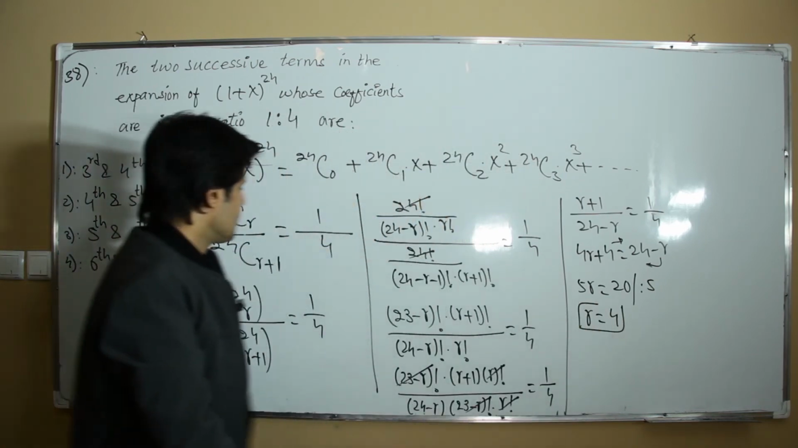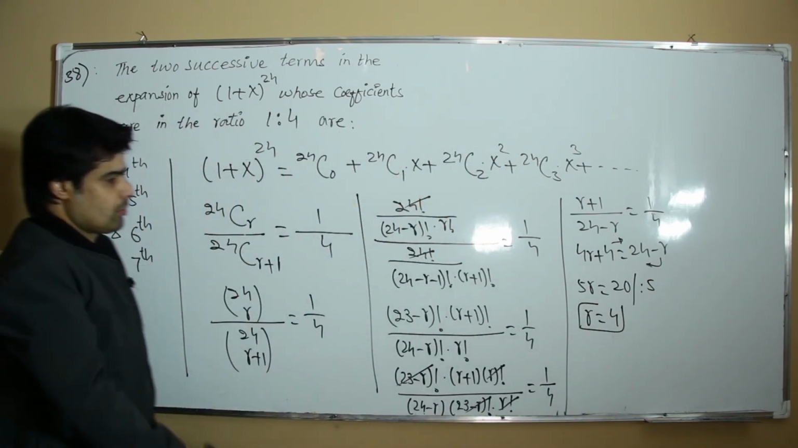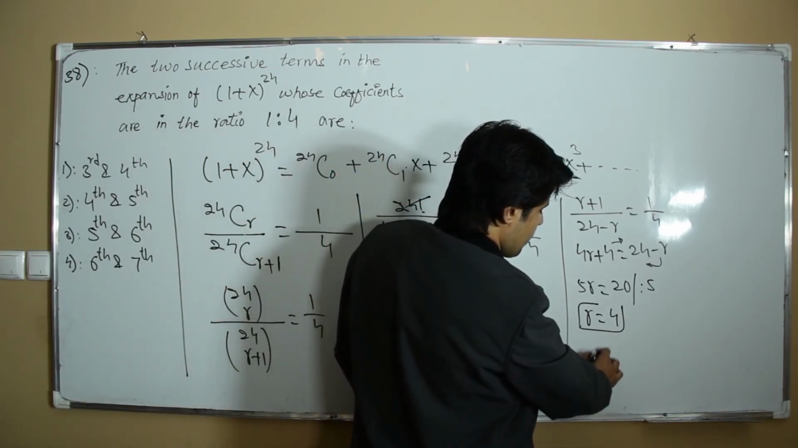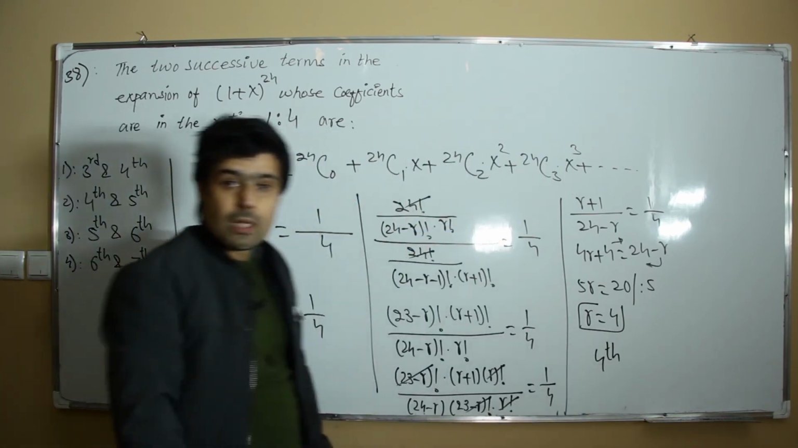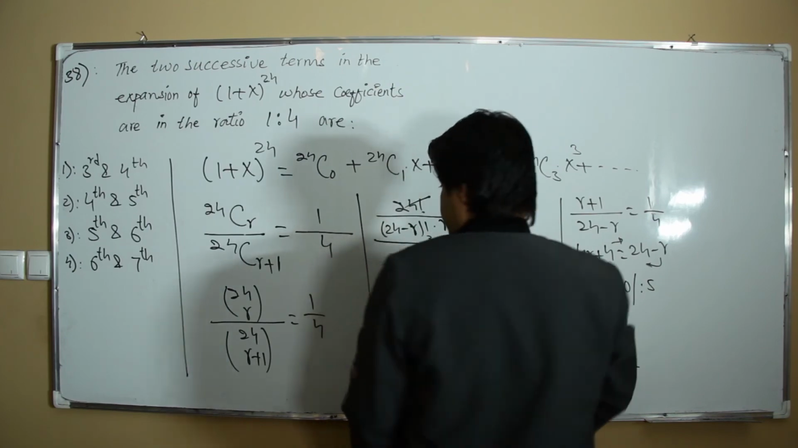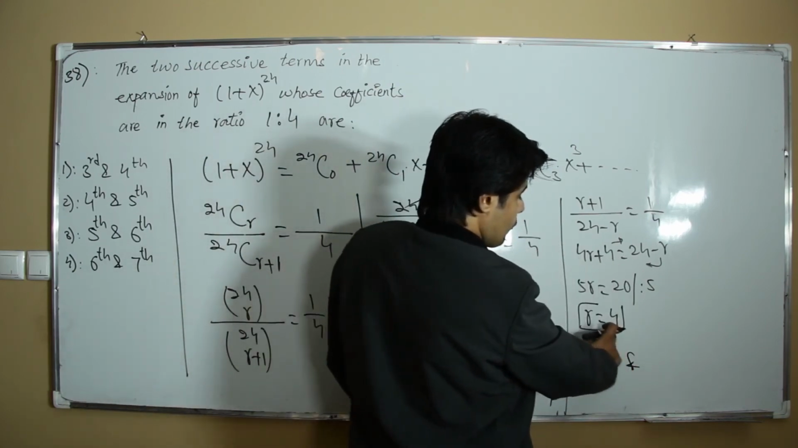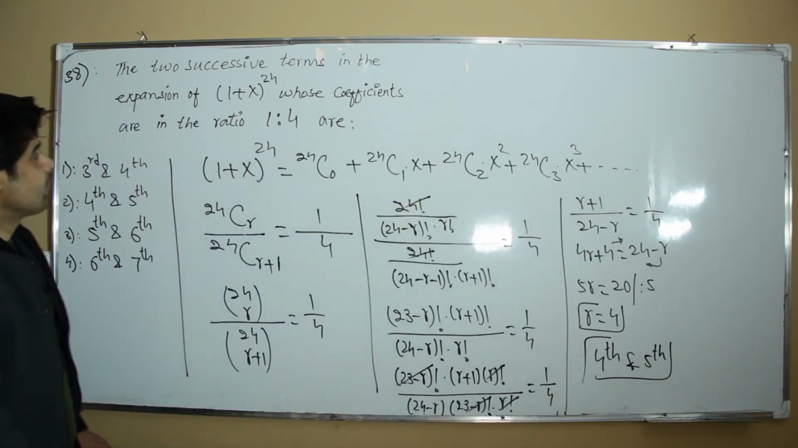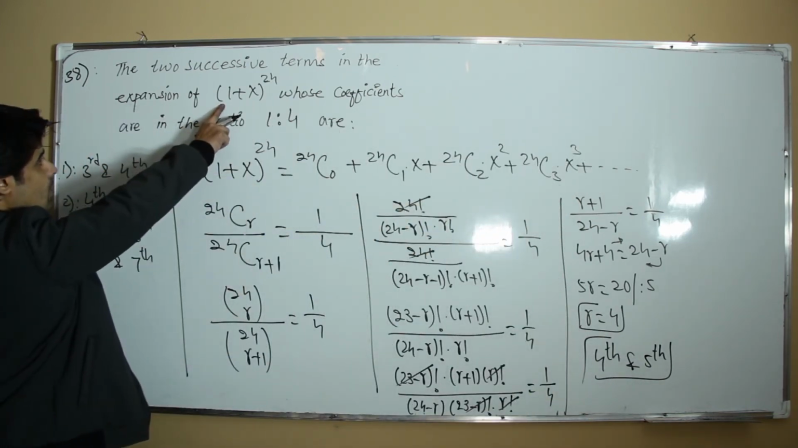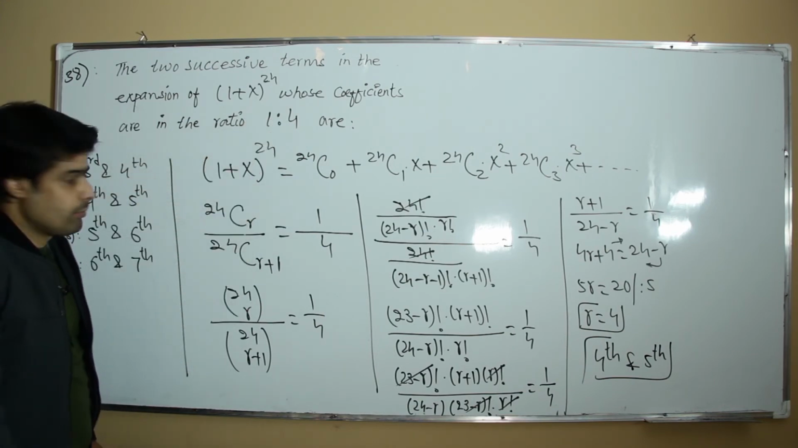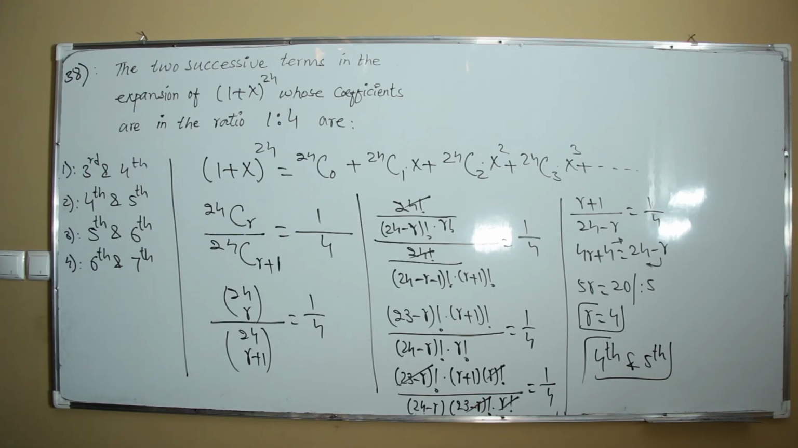Now the first term is Cr. R is what? 4. It means the fourth term. The second term is r plus 1. What's r? 4. 4 plus 1? Fifth. Then the fourth term and fifth term, in this expansion, the coefficients are in the ratio of 1 divided by 4. I think number 2. Write it please.